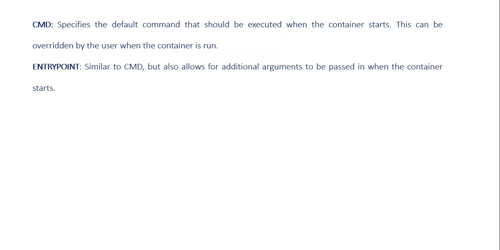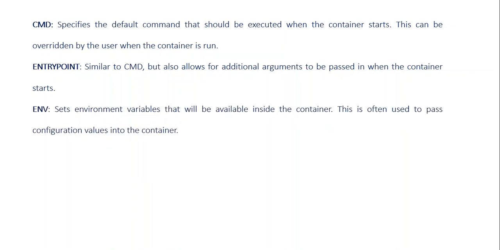Let's see the next one, and this is ENTRYPOINT. ENTRYPOINT is similar to CMD, but this also allows for additional arguments to be passed in when the container starts. We'll be making use of most of these commands when I'm demonstrating this in the terminal. The next one is ENV. ENV is used for setting environment variables in your container, so you use it to pass configuration values into your container.